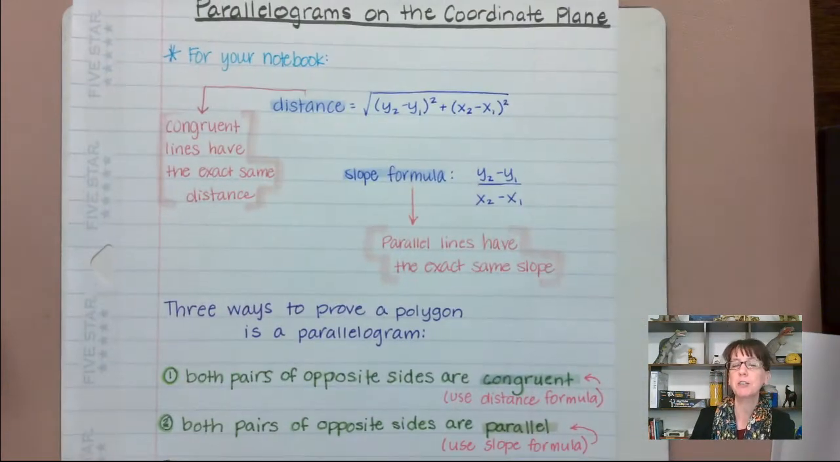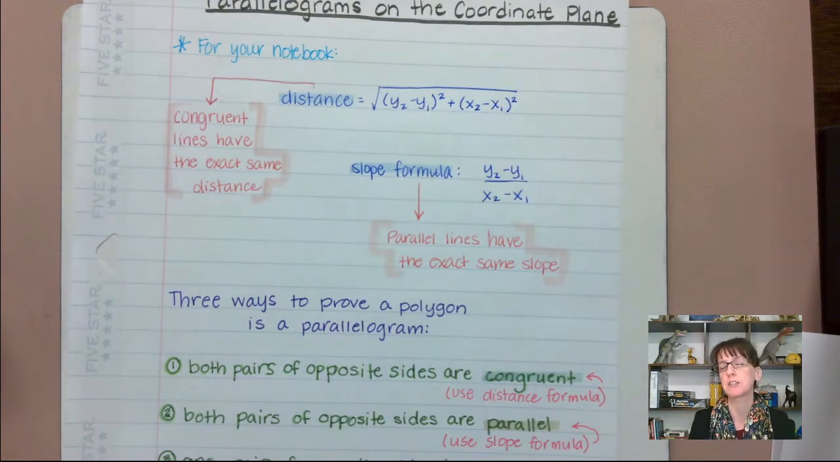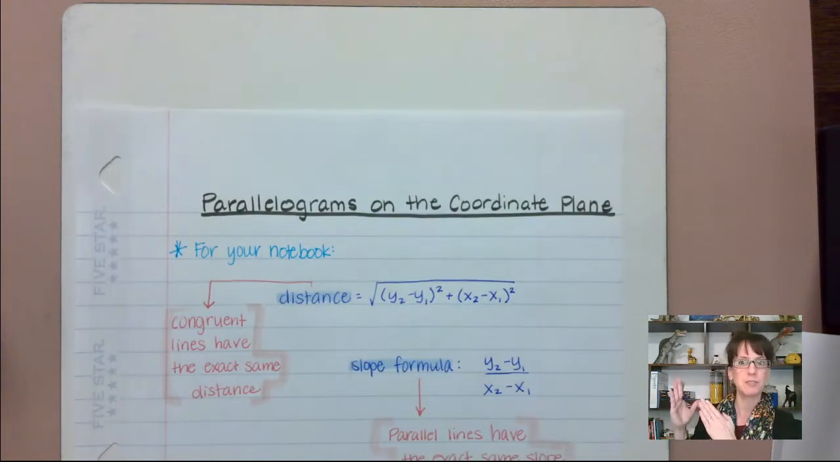So remember, we're going to use the distance formula to determine if lines are congruent, and then we are going to use the slope formula to determine if they're parallel. Remember, parallel lines have the exact same slope. They never cross, right? Okay, so that was my dance for you, just so that everybody's awake.